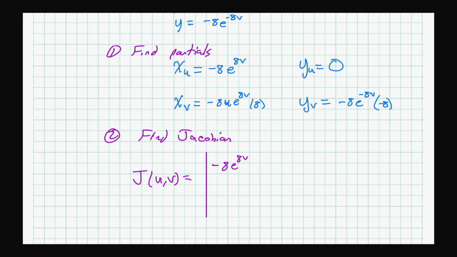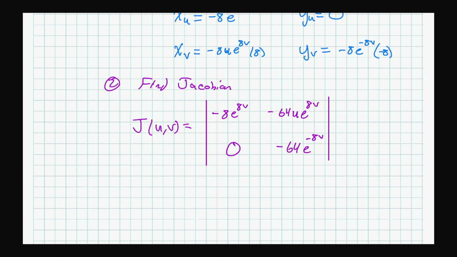All the answers were right. Okay, so the top row is for x. So we have x sub u, x sub v. Actually, let's multiply these out too. 8 times 8 is 64. So negative 64u e to the 8v. And then the bottom row is for y, y sub u, and then negative 64 e to the negative 8v.